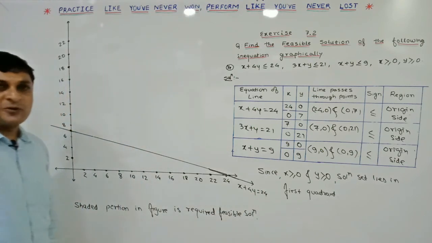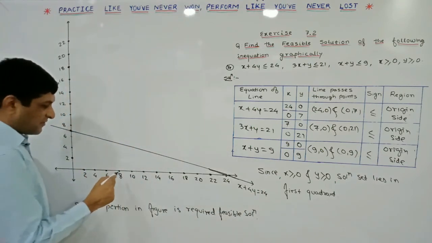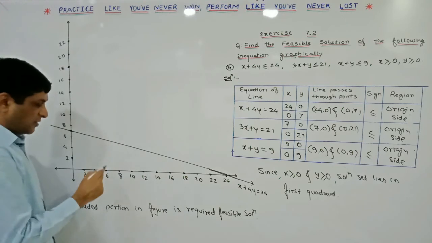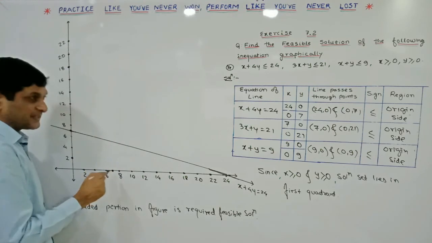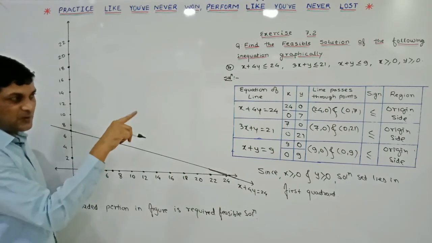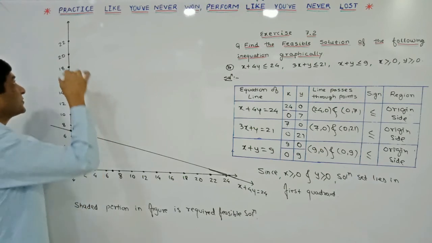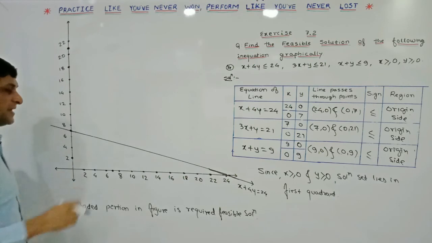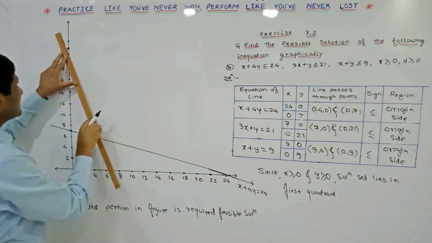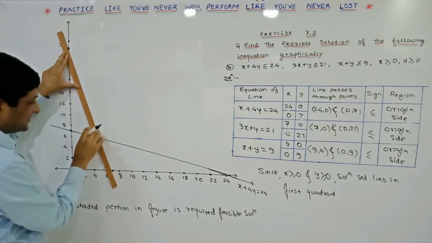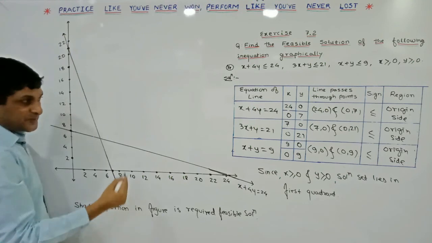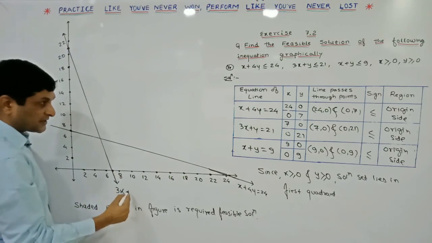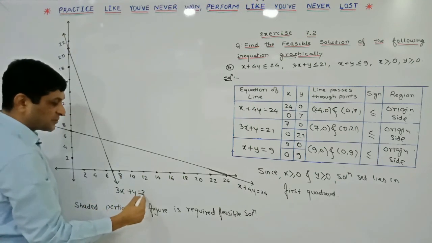Now let us try to construct the second line. The coordinates of a point on this line are (7, 0). 7 lies in between 6 and 7. (7, 0) and (0, 21). So (0, 21): 21 lies in between 20 and 21. Once the coordinates of 2 points are known to us, draw the second line. And what is the equation of the second line? 3x + y = 21.